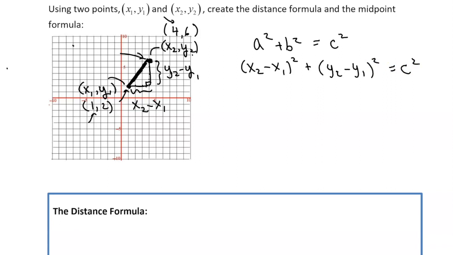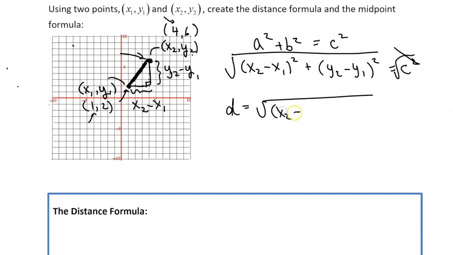But we don't want to find out c squared to find the length of the line. We want to find out just c, so we need to square root both sides. And if we square root both sides, we would now have our distance isolated. And so instead of saying c equals this for the distance formula, we could say d. And if we say d is equal to the square root of x2 minus x1 squared plus y2 minus y1 squared, we now have our distance formula, and we can apply that without having to create it every single time.